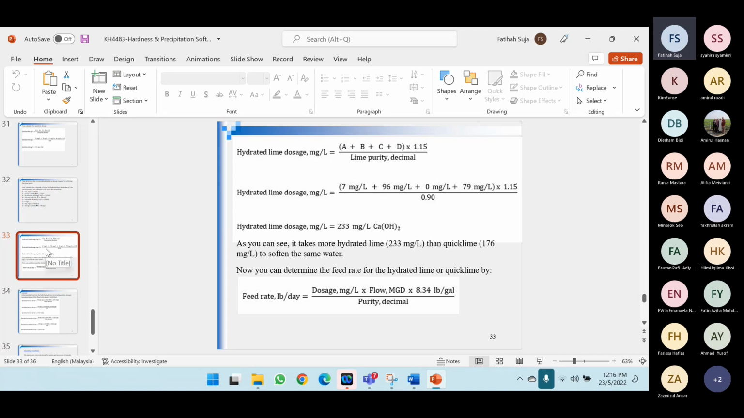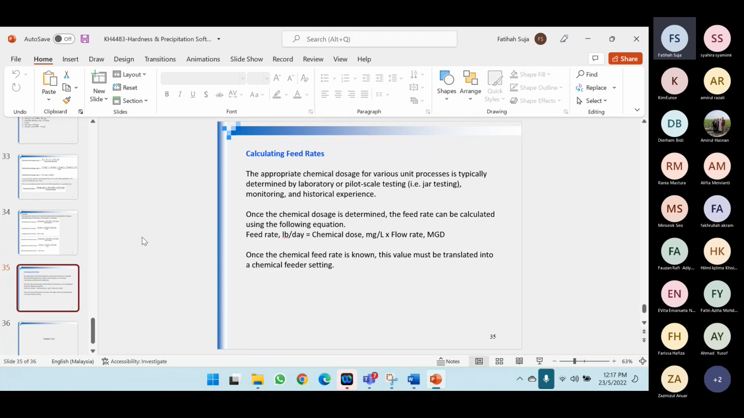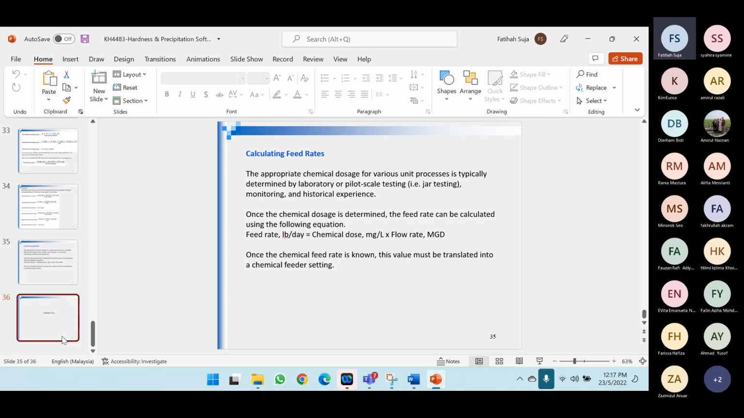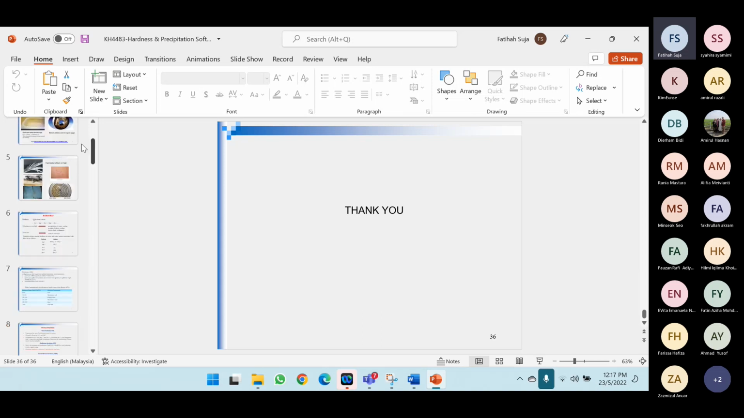Okay, this is one of the important things for the water hardness part that you need to know, the calculation of the chemicals that you need. Okay. So this is the feed rate just now. It's just multiplying the chemical dose, which is the concentration, by flow rate. So you'll get the amount of chemicals that you need in kilogram per day. Okay, so this is the end of the slide for water softening.